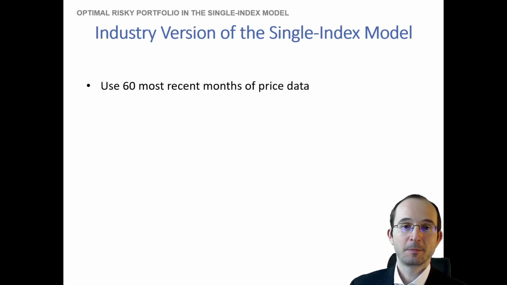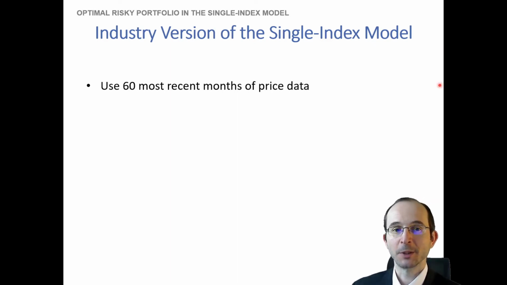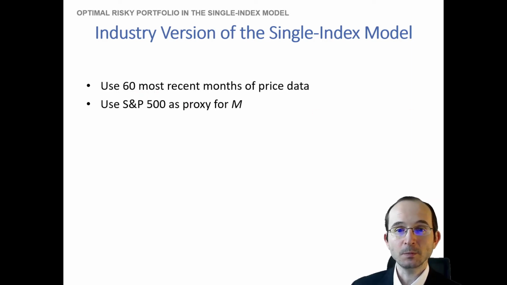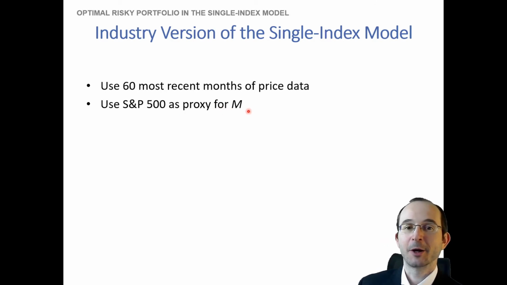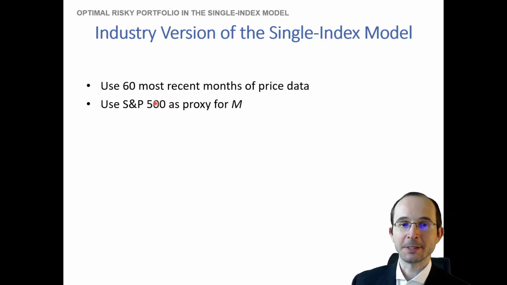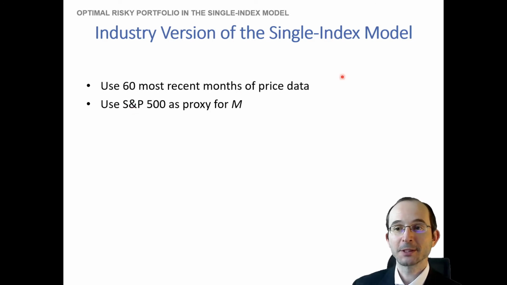So the last item that remains is simply to discuss how we can actually implement this, or how it's often done in the industry. First of all, it's commonly done using the last 60 months, or 5 years, of price data at the monthly frequency. We would often use the S&P 500 as the proxy for the macroeconomic risk factor, the market portfolio. Again, remember, the S&P 500 is not the market, far from it, but it is close enough for our purposes.